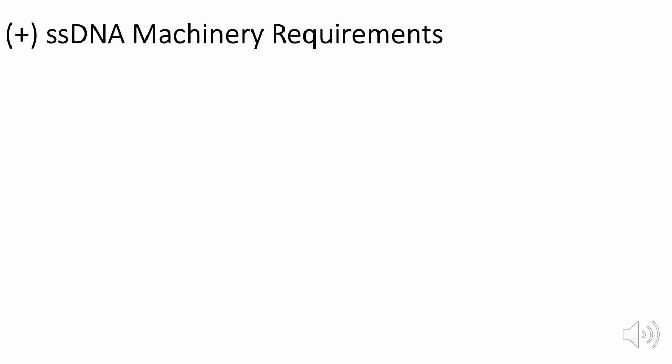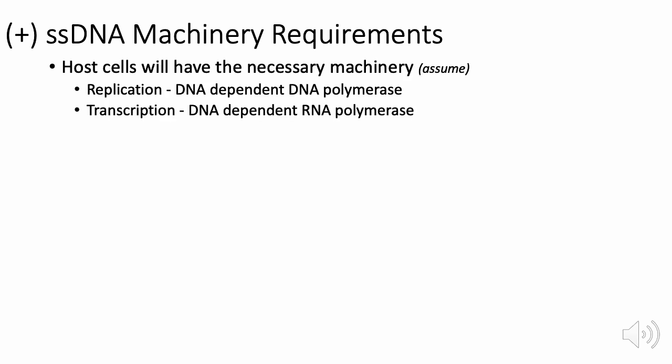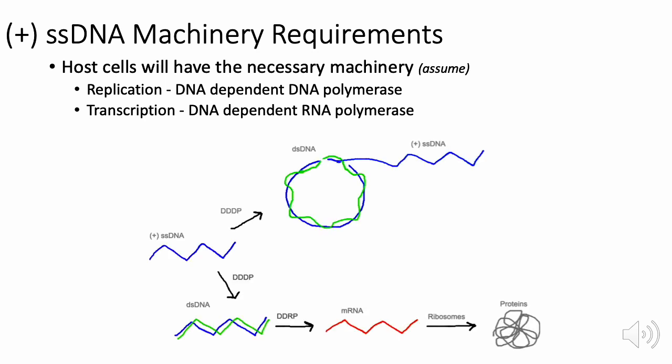Positive single-stranded DNA machinery requirements. Cellular life will have the DNA-dependent DNA polymerase needed to replicate and the DNA-dependent RNA polymerase required to generate mRNA. To keep things consistent, the replication cycle is drawn on the top path and the transcription translation is on the bottom path. Replication might look unfamiliar because this is rolling circle replication. First, the single-stranded DNA is made double-stranded, and then another single-stranded molecule of DNA can be produced.